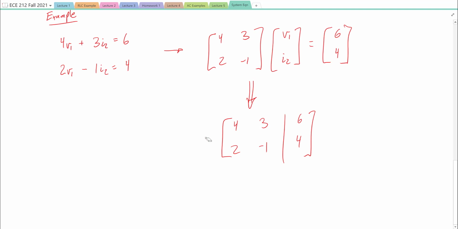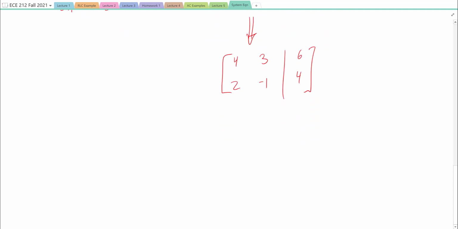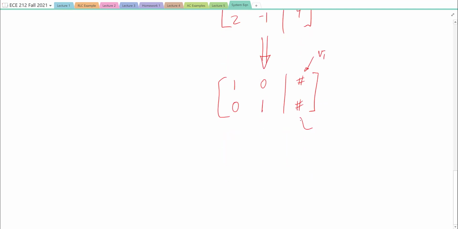2 rows, 3 columns. And you do some algebraic manipulations in order to get this into another form, which is going to have 1, 0, 0, 1, and then some number here, and then some number here in the final column. And so if you're looking at this, this is going to be the solution value for V1, and this one is going to be the solution value for I2.